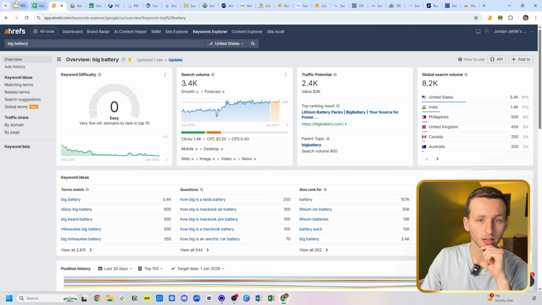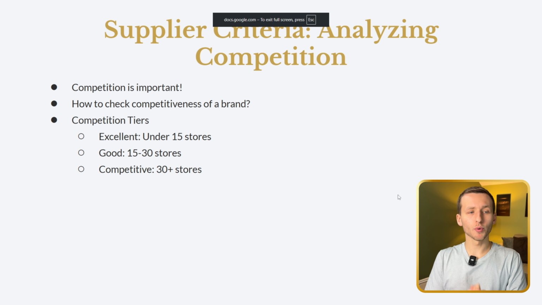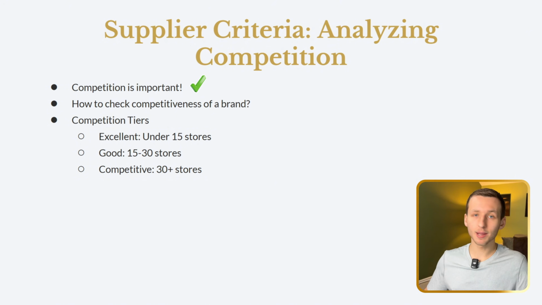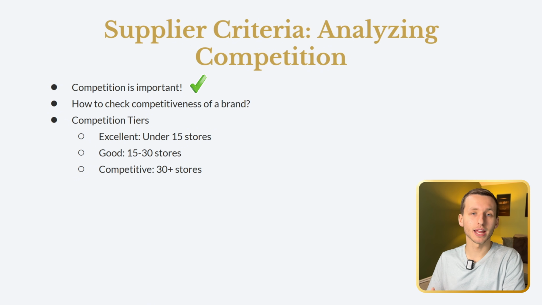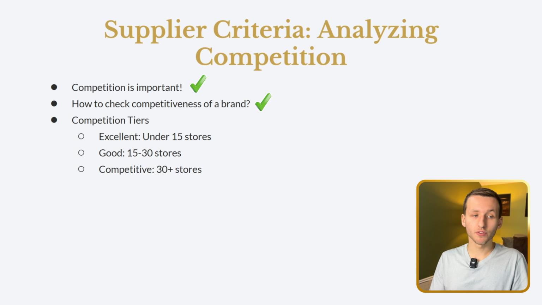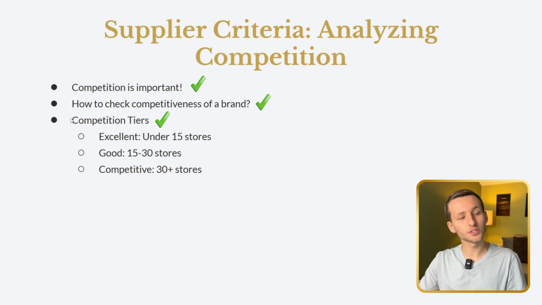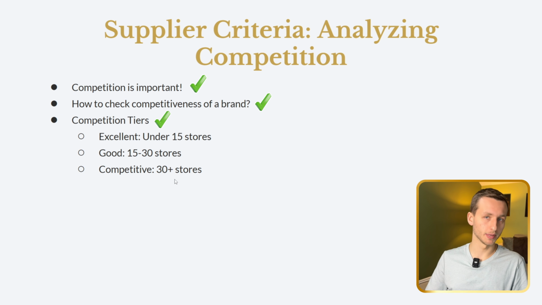Awesome. Now that we've done the brand search demand, what we want to do is analyze competition. Competition is pretty important, obviously, so we can understand how competitive a particular brand is compared to other ones. How do we check for competitiveness of a brand? Via Google Shopping. I'll show you that in a second. In competition tiers, under 15 stores would be excellent. 15 to 30 stores would be good. And 30 plus stores would be competitive.